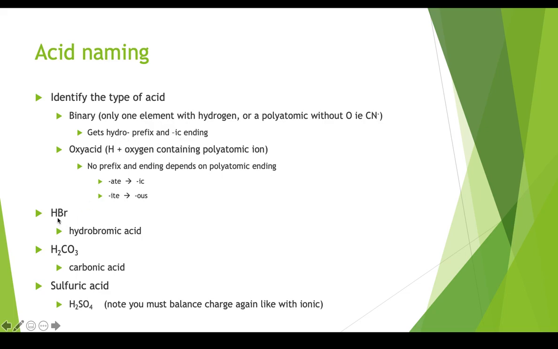So down here we see an example. We have HBr. For HBr, it's hydrogen and one other element. It's a binary acid, so we get a hydro prefix and an ic ending. It becomes hydrobromic acid, right? The bromine becomes bromic for that ending change.